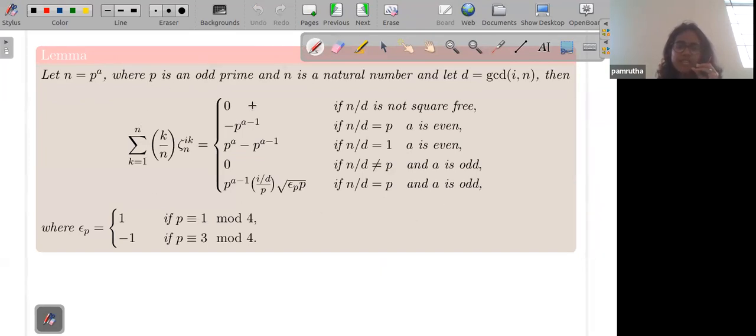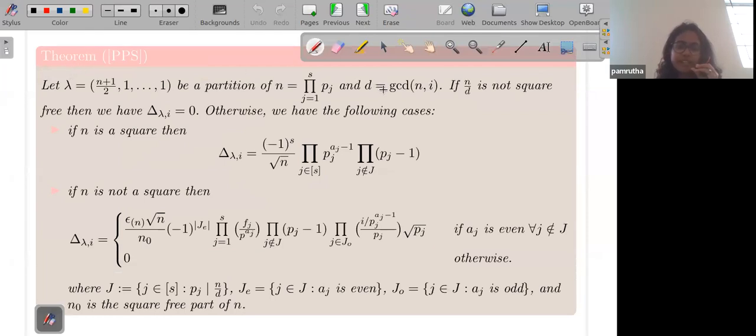This is basically nothing. The idea we used here is simply the Gauss sum, and with just a computation we will be able to get this. Here note that my notation epsilon p is simply 1 if p is 1 modulo 4 and minus 1 if p is congruent to 3 modulo 4. Just recall that I am looking only at the case of the n cycle, and the n cycle will be in the alternating group only if n is an odd number. That's why I am looking only at the case of odd numbers. Now, this is my final theorem, which gives me the value of capital delta lambda I.